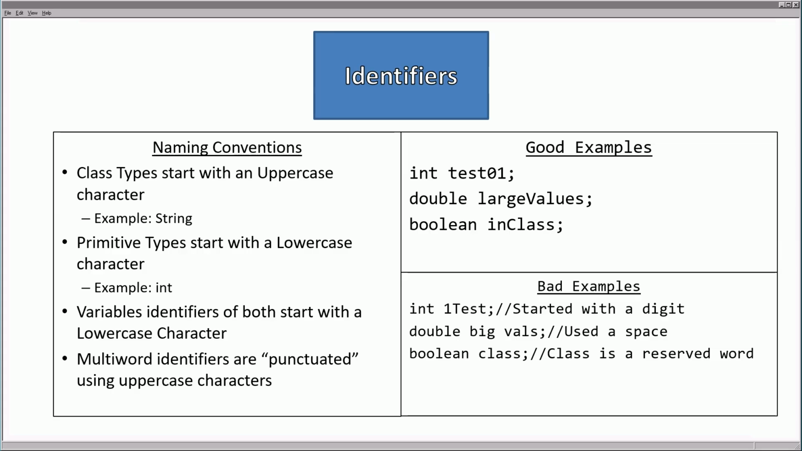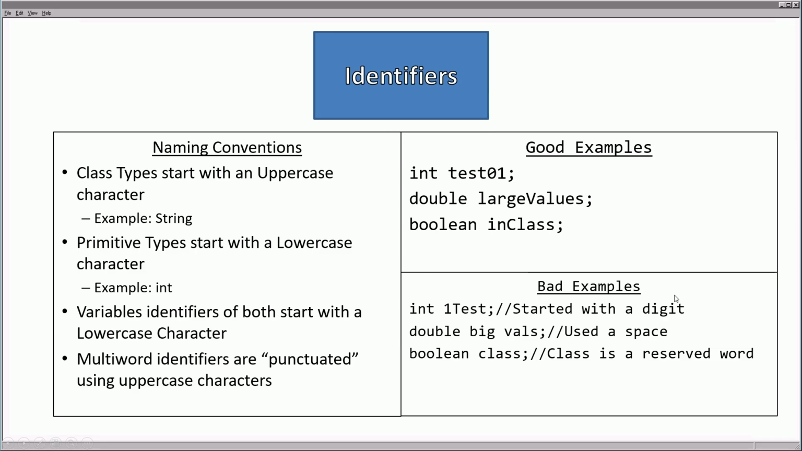Now over here we have some good examples. As you can see, this starts with a lowercase character, and it does not start with a digit. We just put those at the end there, so test1. This double has 2 different words, large and values. Notice that we uppercase the V, and this makes it a little more readable for us. Same thing for boolean, is, and class. We lowercase the first character, but then uppercase every word after that.